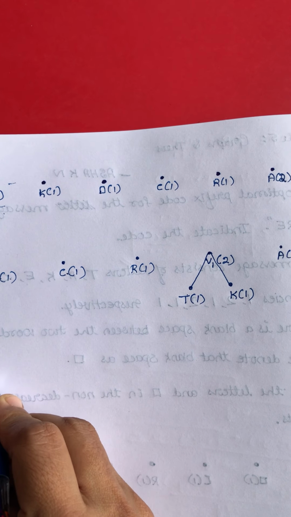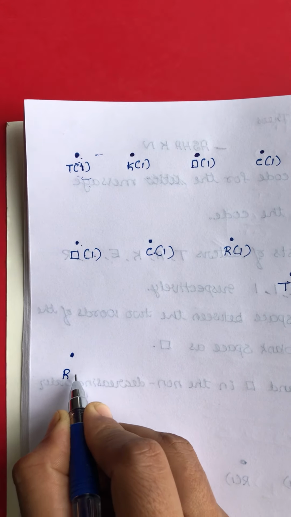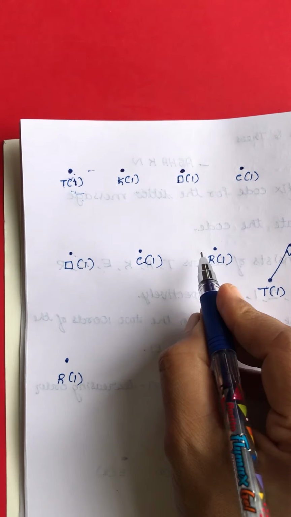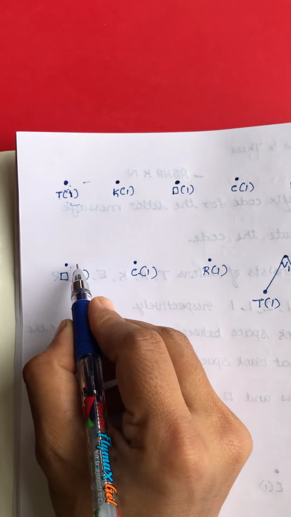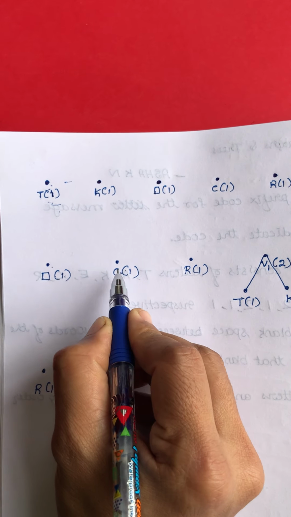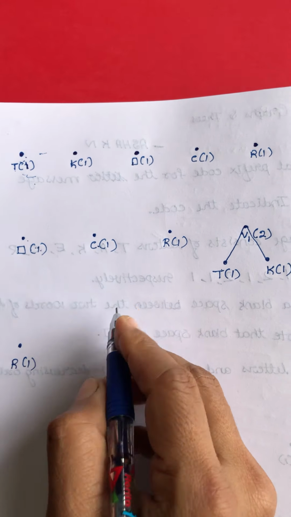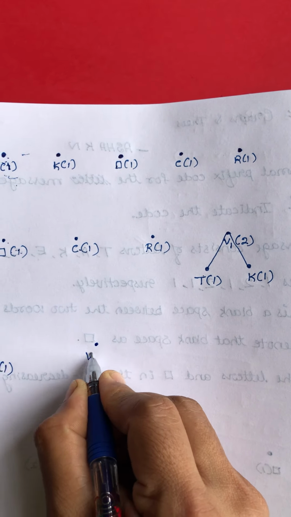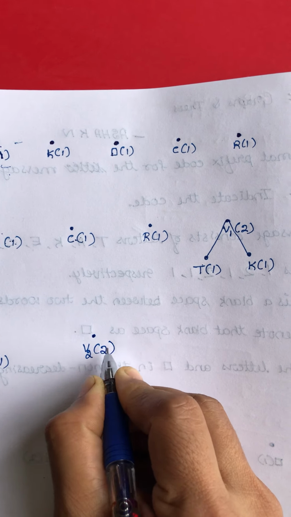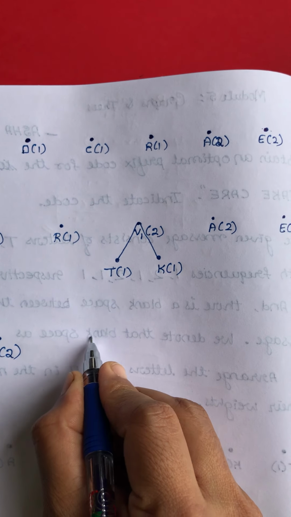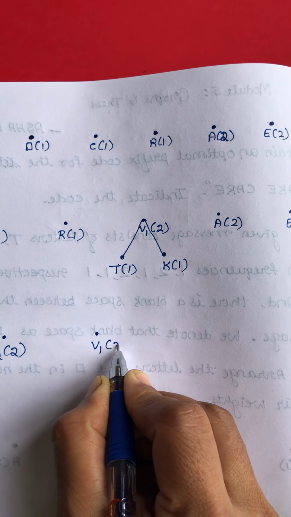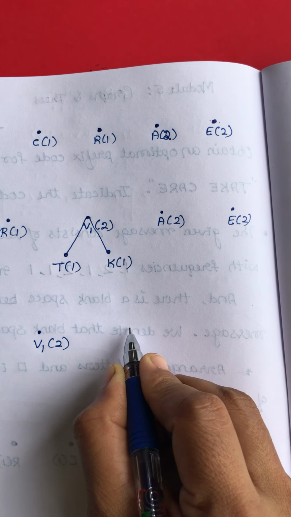So I will keep R of 1 as it is. After adding 1 plus 1, I will get 2, and I will call that new vertex V2. So V2 of 2, and then the previous one, V1 of 2, and then A of 2.